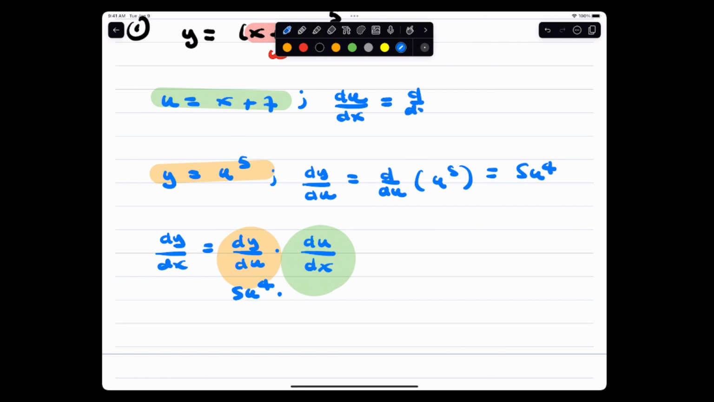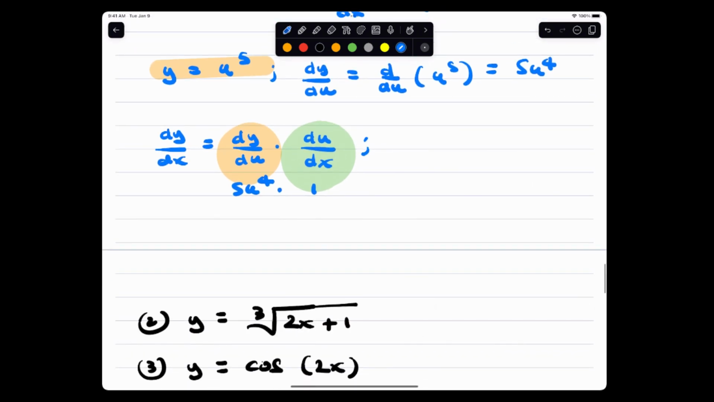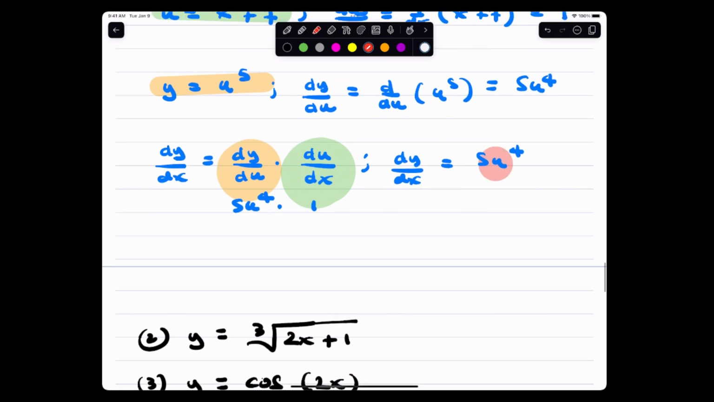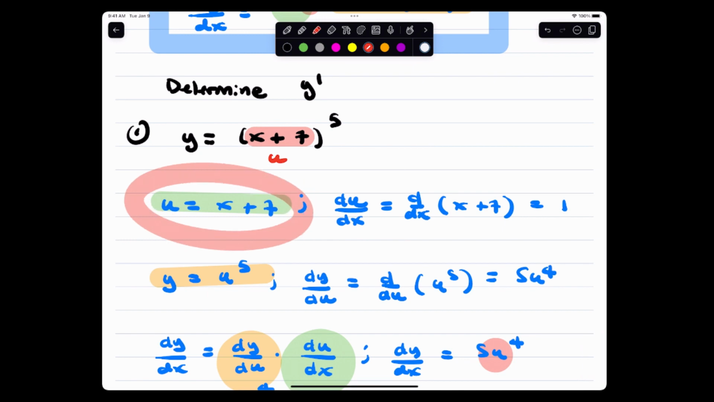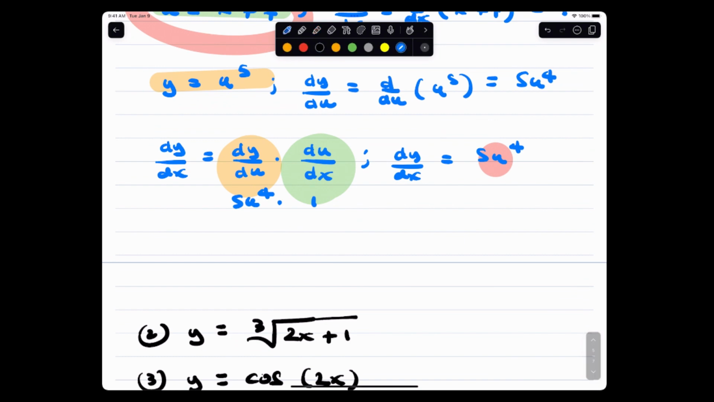And if you want to see the operator notation, what's the derivative of x plus 7? Isn't that 1? Say, Mr. Judge, can the chain be 1? Yes. So dy/dx is 5u to the 4th. Okay, but what was u to begin with? It's right here, isn't it? Isn't it x plus 7? So, final answer. Five times x plus 7 to the 4th. There you go, ladies and gentlemen.